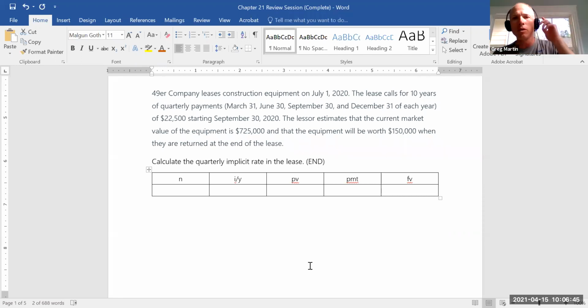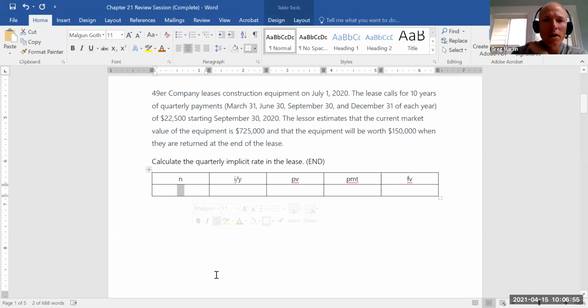All right, so this is the lessor's perspective. We're trying to adopt that perspective. And so with this problem, we have to get the n first. And so in the chat, or you can unmute yourself, what would the n be for this problem? Read through it real quickly. And what would the n be?